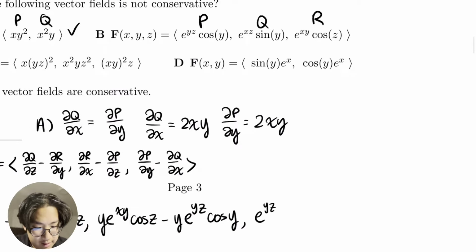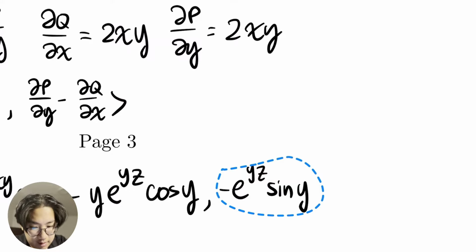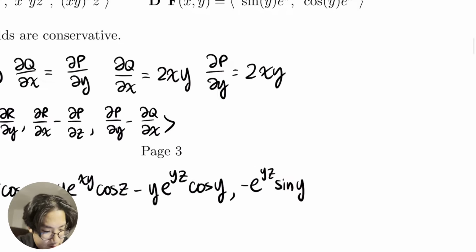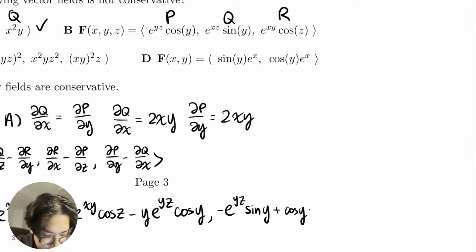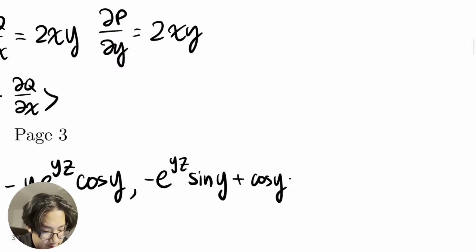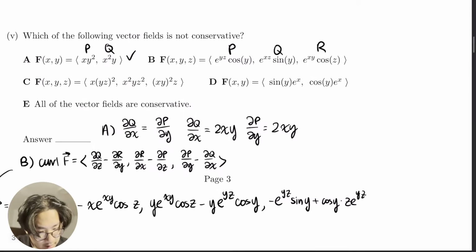times the derivative of the second, which is negative sine y. So I'm just going to move this over, negative sine y. First, derivative of second, plus second, so cos y, times the derivative of the first, in this case, with respect to y. So we have z e to the yz. I believe z e to the yz plus y, yep, same thing.